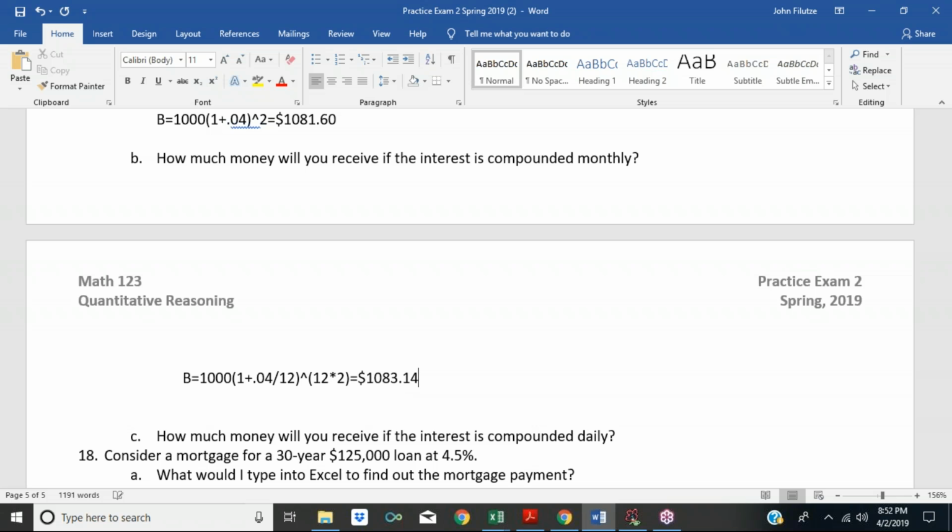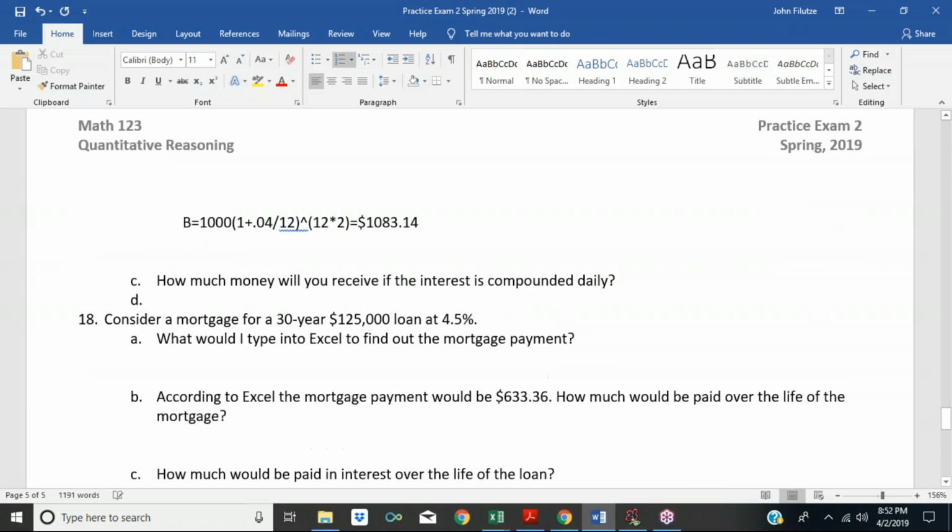And 1083.14, thank you, Kelsey. And then C, it changes the 12 to a 365. And then that's going to be up in the power also, 365 times 2 years. And you can see, remember that the more compoundings there are, the more interest you earn or owe, whichever it is.